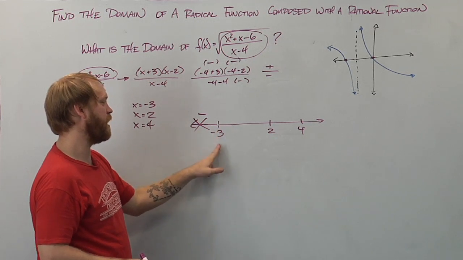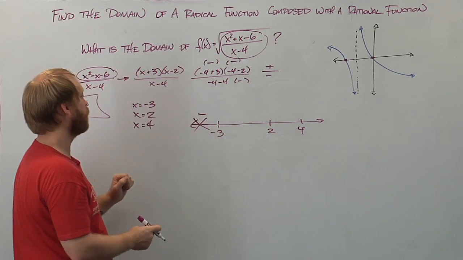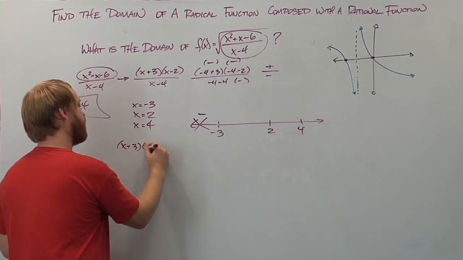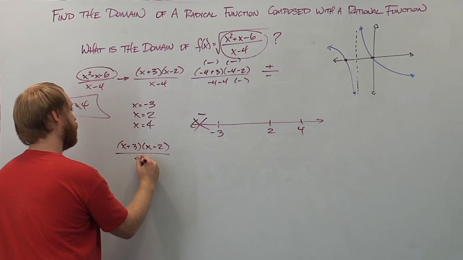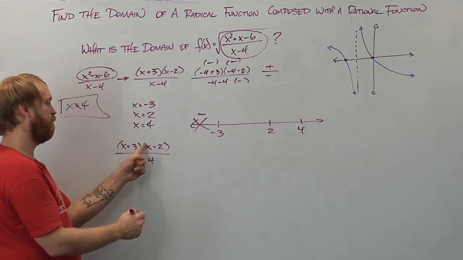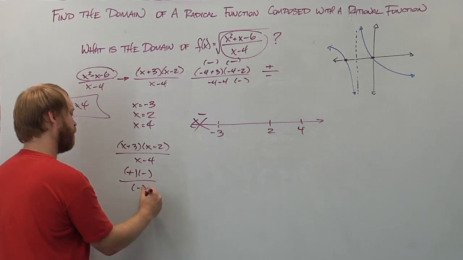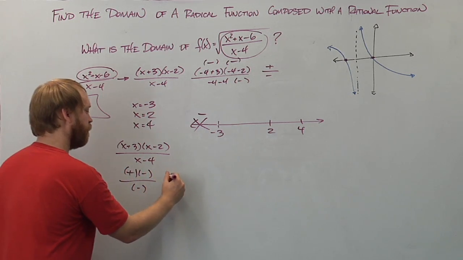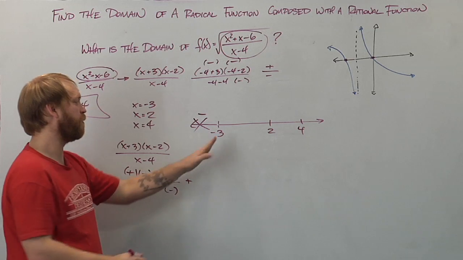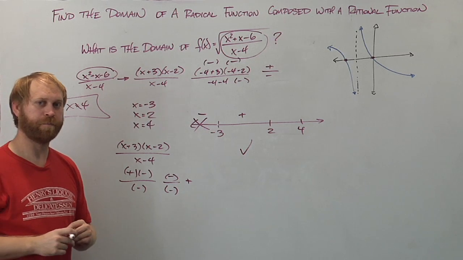Now let's check something in between negative 3 and 2. Typically, the easiest thing to check is 0. So again, I've got my rational expression, x plus 3, and it's easiest to keep this in factored form, I think. 0 plus 3 is a positive number. 0 minus 2 is a negative number. And 0 minus 4 is a negative number. Positive times negative is negative. Negative divided by a negative will be positive. So in between negative 3 and 2 is positive, and that will be allowed to be part of my domain.